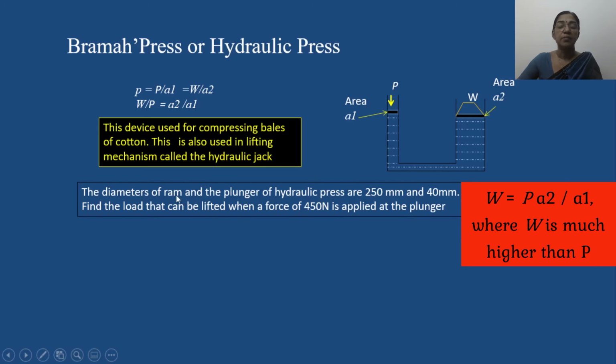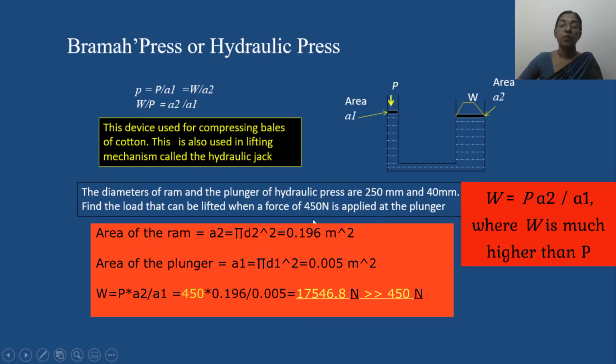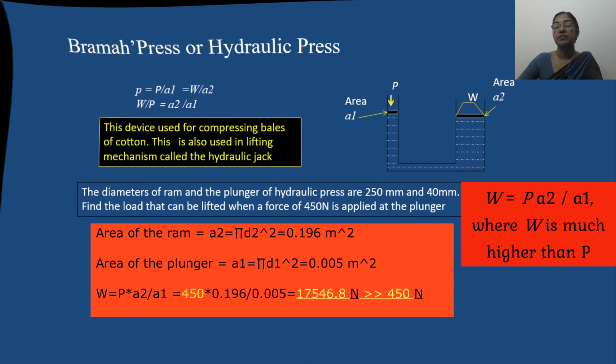Here the diameter of the ram and plunger of the hydraulic press are given. This diameter is 250 mm and this is equal to 40 mm. Find the load that can be lifted when a force of 450 Newton is applied at the plunger. So here the P value is given to you as 450 Newton. You can utilize this equation and determine the value of capital W, that is the weight that can be lifted.